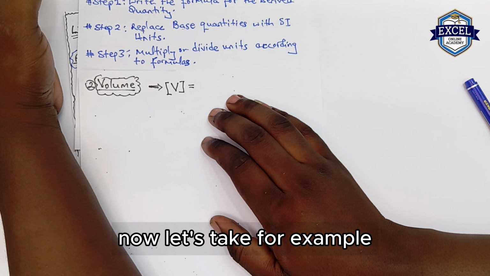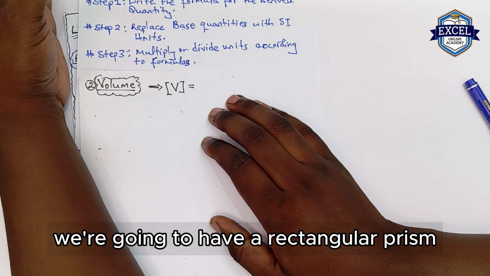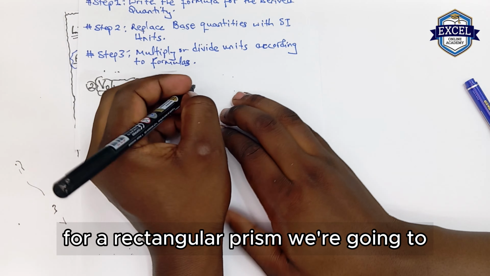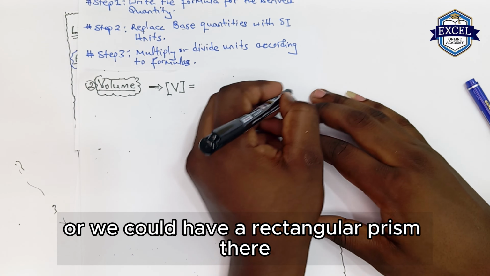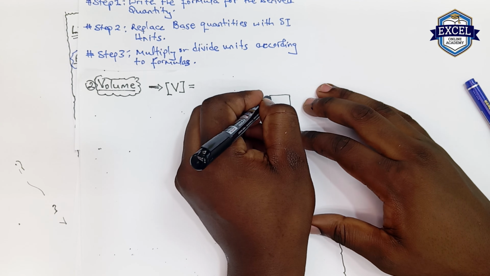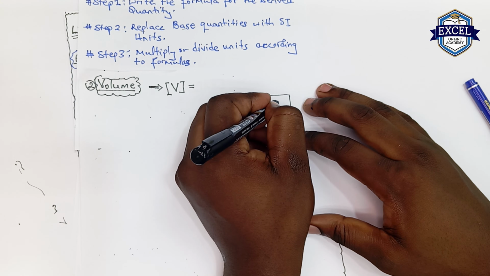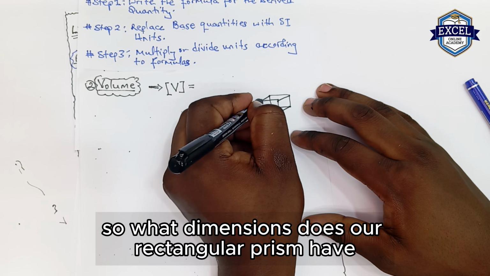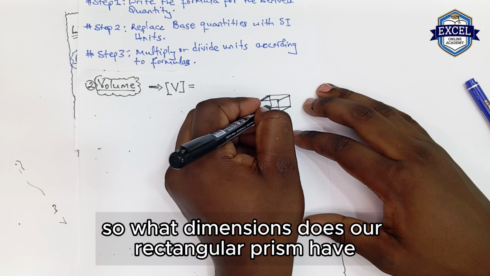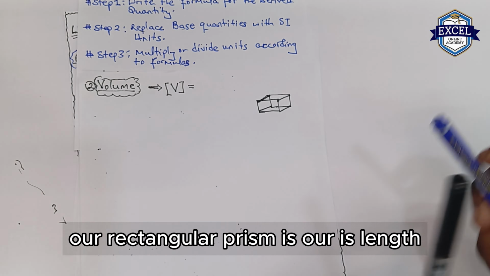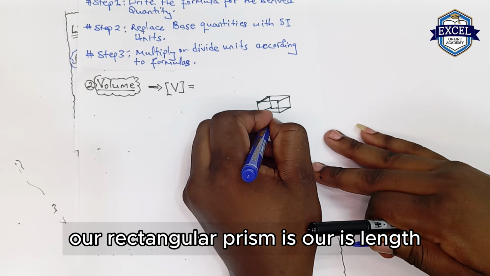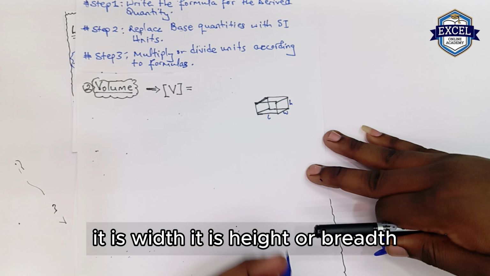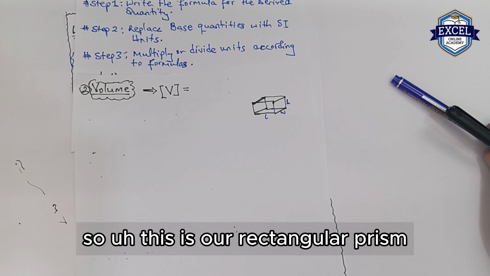Now let's take for example, we're going to have a rectangular prism. The formula for calculating volume for a rectangular prism. There is our rectangular prism. So what dimensions does our rectangular prism have? Our rectangular prism has length, it has width, it has height or breadth.